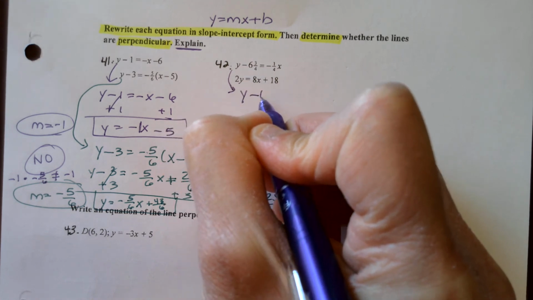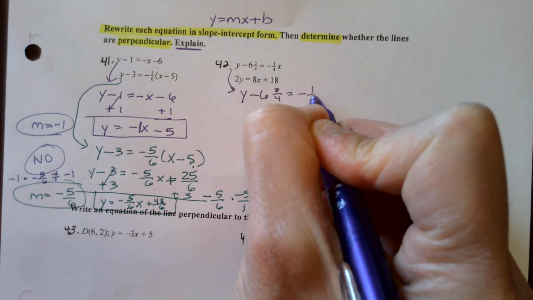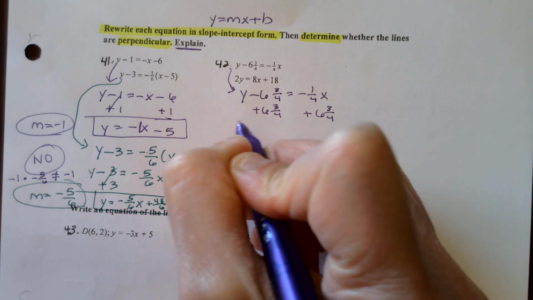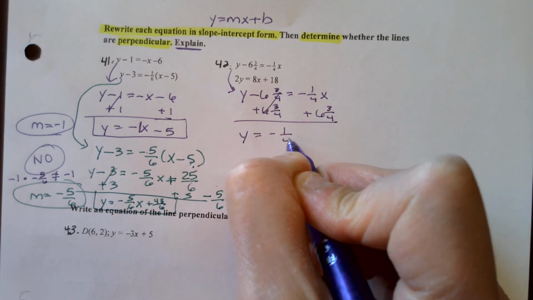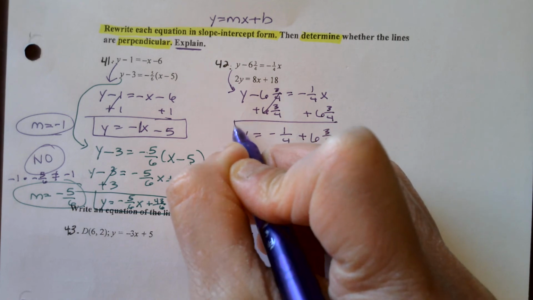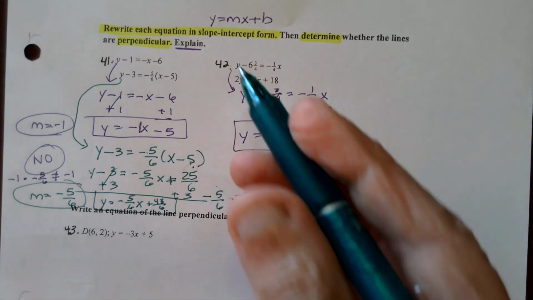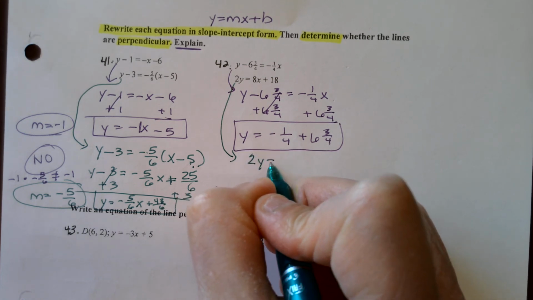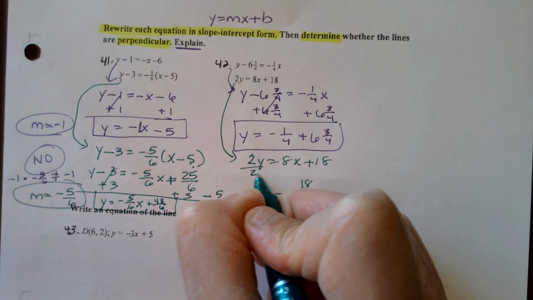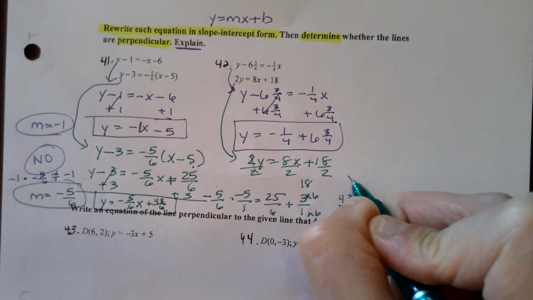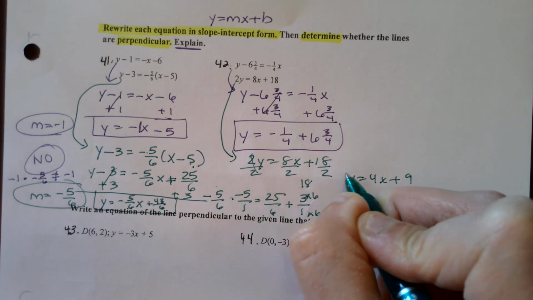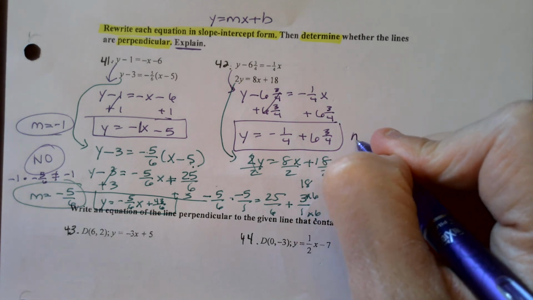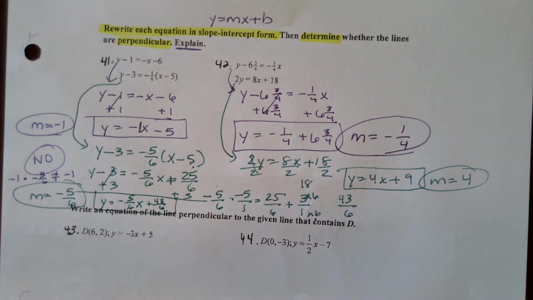Solve for y. These are a little tedious. Well, this is a little easier, isn't it? That one's done. Oh, this one's a little easier too. I think. Let's see. 2y equals 8x plus 17. Divide by 2, divide by 2, divide by 2. Y equals 4x plus 9. Slope is 4. Slope is negative 1/4.